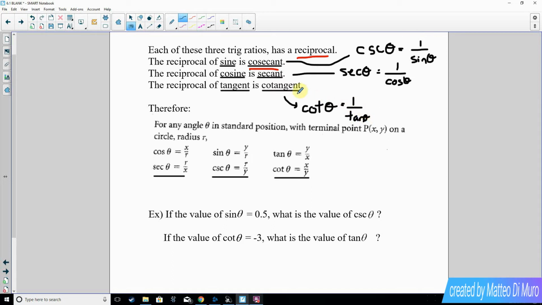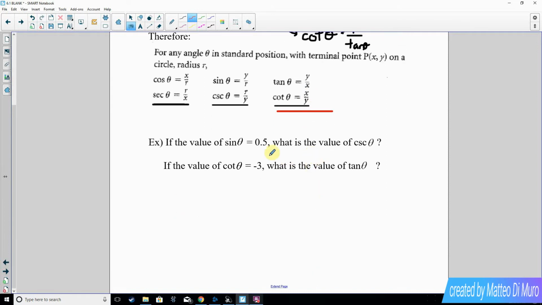Now, if we use our new terminology, cos theta is x over r. So 1 over cos theta for secant, doing the reciprocal, is r over x. If you ever have to find the ratio for secant and you have this information, you can just say it's r over x. Similar for sine theta: 1 over sine is cosecant, and the reciprocal of y over r gives you r over y. Same thing for cotangent, which is x over y for the same reasons as before.